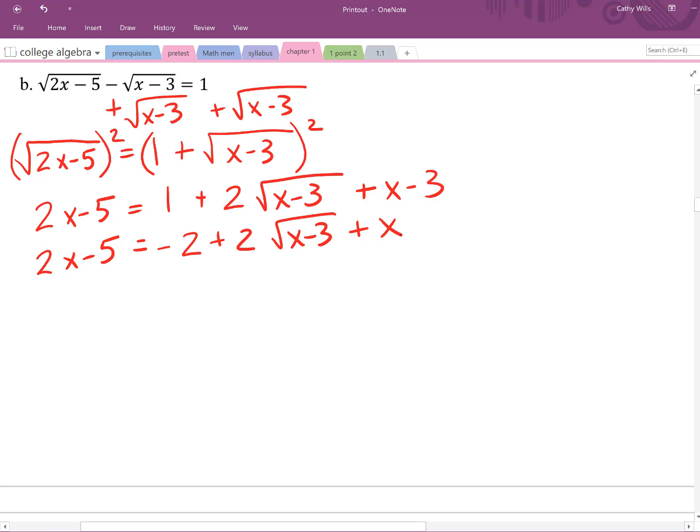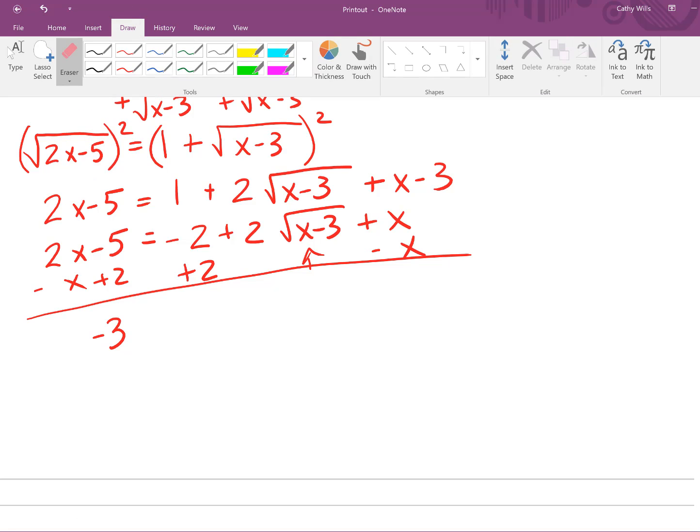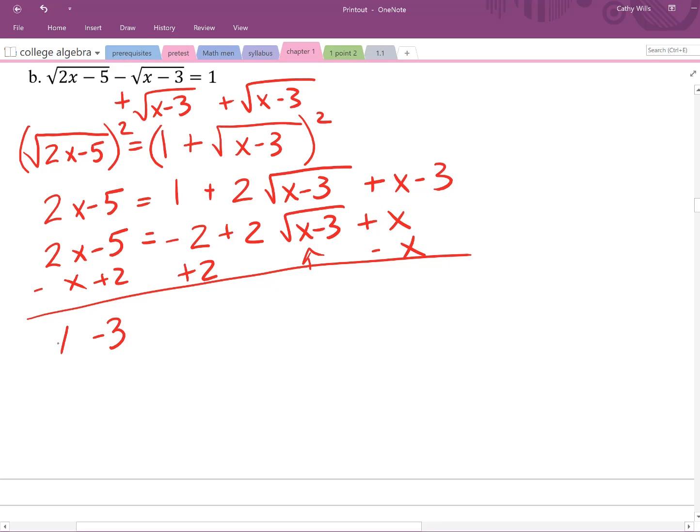Now you are going to get your radical by itself again. So you're going to get this radical by itself now. You're going to move everything to the other side. So I'm going to add 2 and subtract x. I'm going to end up on my left side with x minus 3. 2x minus x is x. And then on the right side, you're just going to have 2 times the square root of x minus 3.